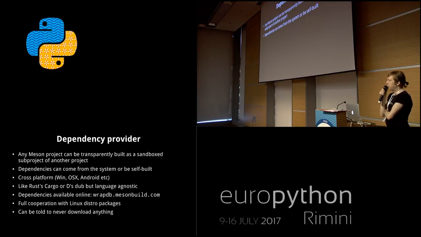So this makes it possible to have your dependencies either come from the system, as on a Linux machine, where you just use the package config files to get your dependencies, or you can build them yourself. And the build definition file for both of these looks exactly the same. You don't really care where your dependencies come from. You just say, I want this thing to be available.